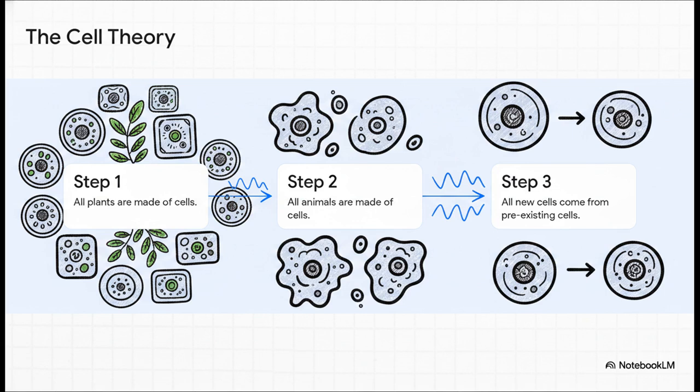And then, a little later, a third absolutely crucial rule was added. All new cells have to come from cells that already exist. They don't just pop out of nowhere. This wasn't just a neat idea, it was revolutionary. It became the absolute foundation of all modern biology.